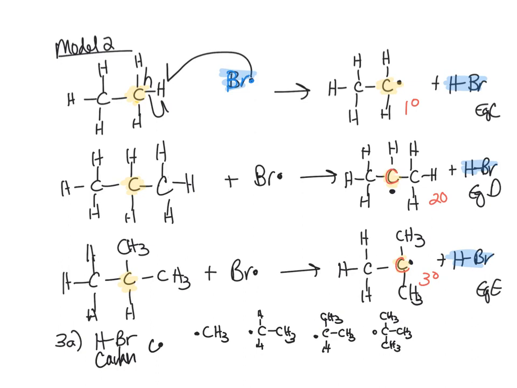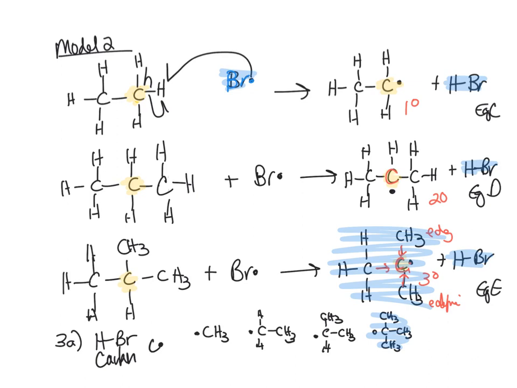Which reaction in Model 2 is the most likely to happen? Well, which one's going to be more stable? We talked about the free radical being electron deficient. These alkyl groups are electron donating, so the most stable would be the tertiary, because of the electron donating groups of the alkyl groups.